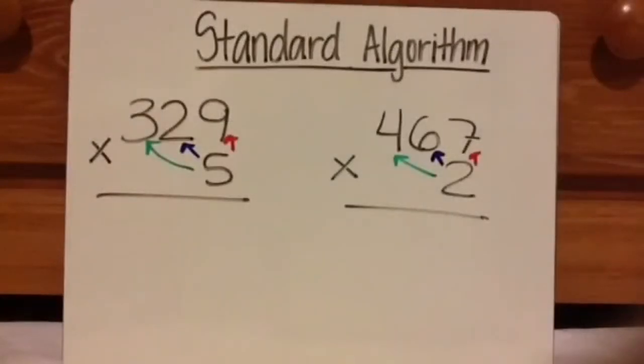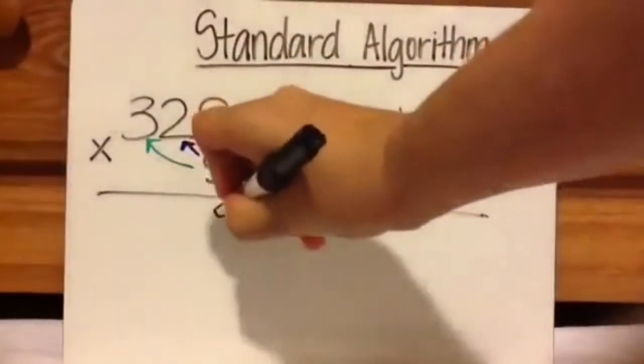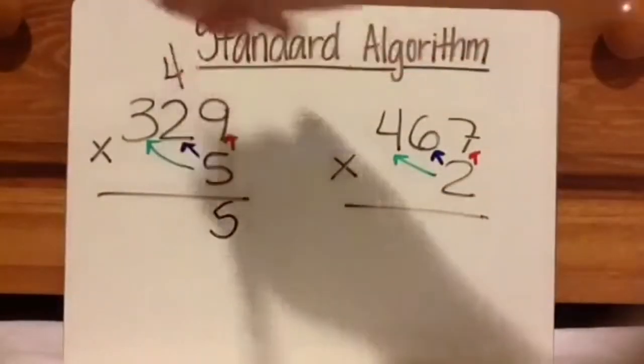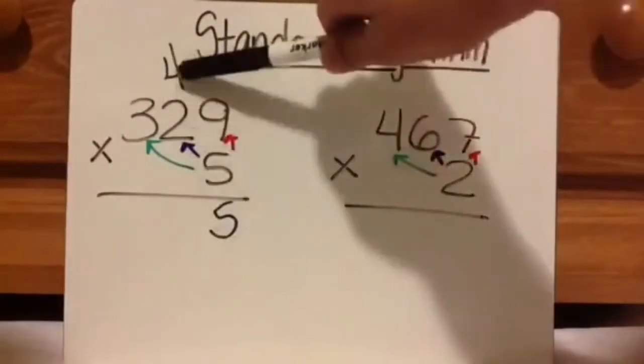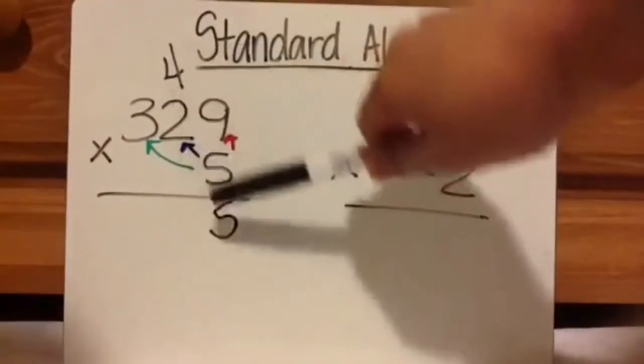Okay, I want you to do these two by yourself on paper. Press pause and work the problems and then press play when you're ready to check. Okay, step 1, 5 times 9 is 45. Put the 5 here, carry the 4. Remember, if you did 5 up here and 4 here, you did 54.